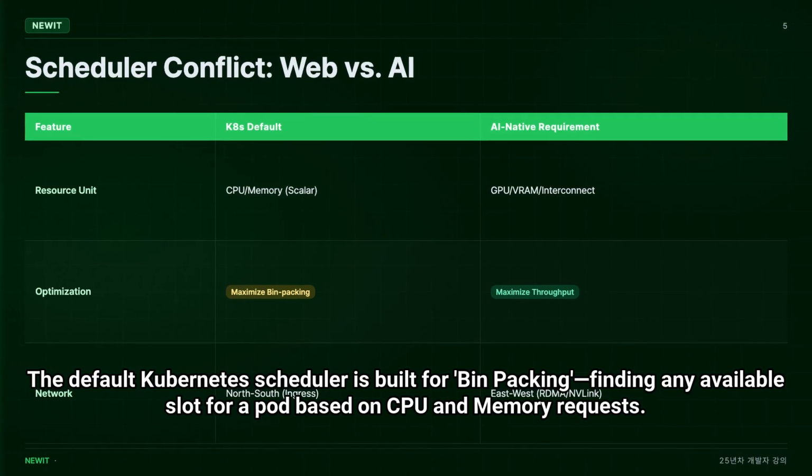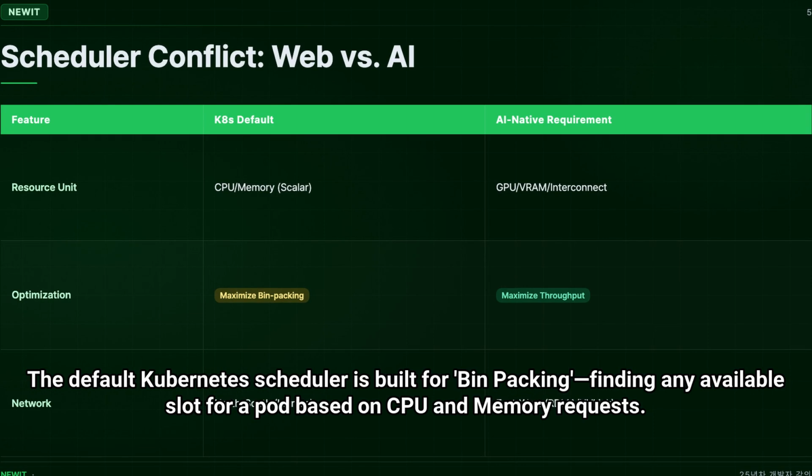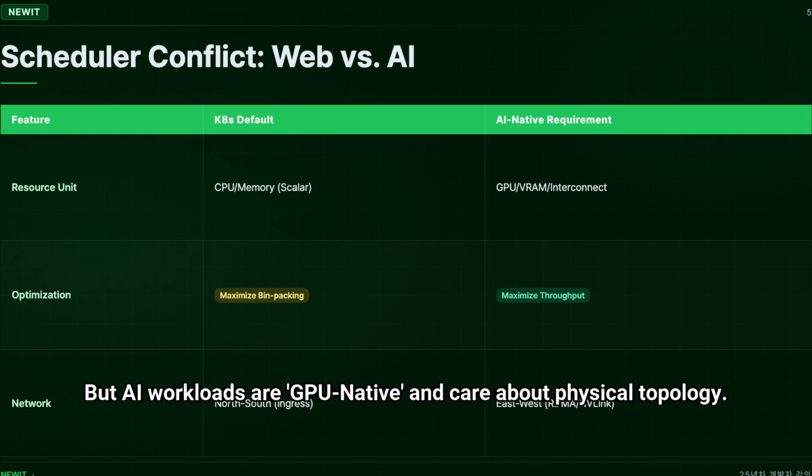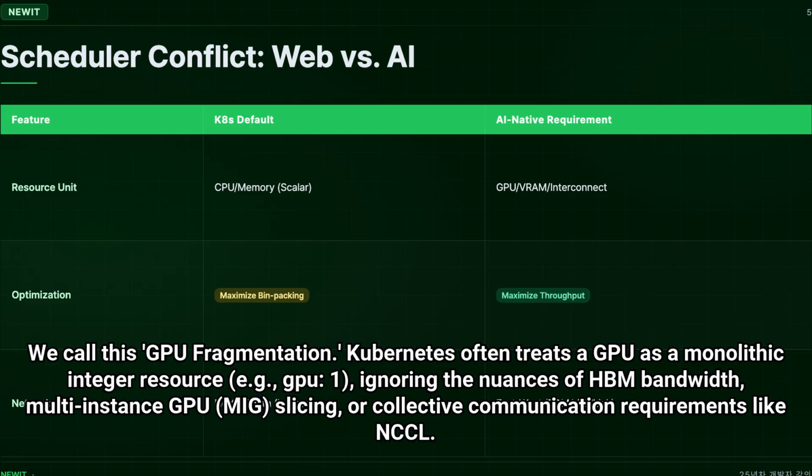The default Kubernetes scheduler is built for bin packing, finding any available slot for a pod based on CPU and memory requests. But AI workloads are GPU native and care about physical topology. If the scheduler places 2 pods on the same node but on GPUs that aren't connected via NVLink, performance drops by 40% due to PCIe bottlenecks. We call this GPU fragmentation.